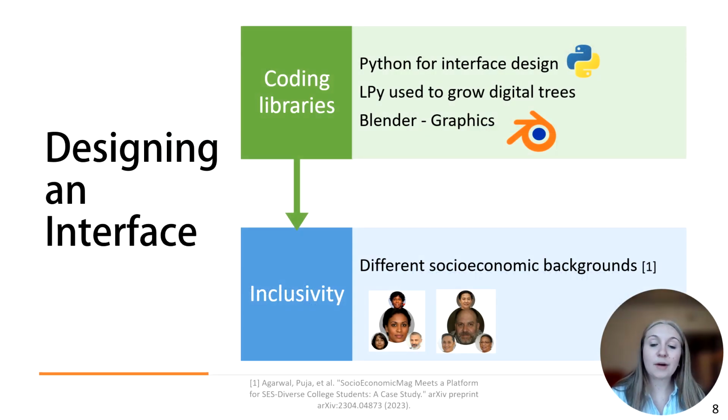So talking a little bit about what I've been doing this summer, I've gotten the chance to design an interface. We've used Python for the interface itself. We've used LPy to grow the digital trees to make them look as realistic to orchards as possible. And we've used Blender to make the graphics look as realistic as possible. With this, we've also used the socioeconomic inclusivity magnifier, which basically looks at different socioeconomic backgrounds and people's ability to understand technology, and applied that to our interface to make sure that it's as usable as humanly possible.